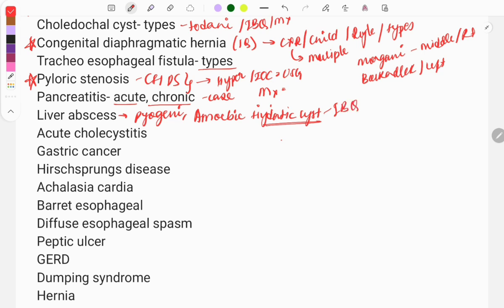Like in some stage there will be simple fluid collection, and in the type 2 there will be floating membrane. So look at those images also, and a very famous ultrasound finding of this is the water lily sign. So repeatedly image based question is asked on this water lily sign.